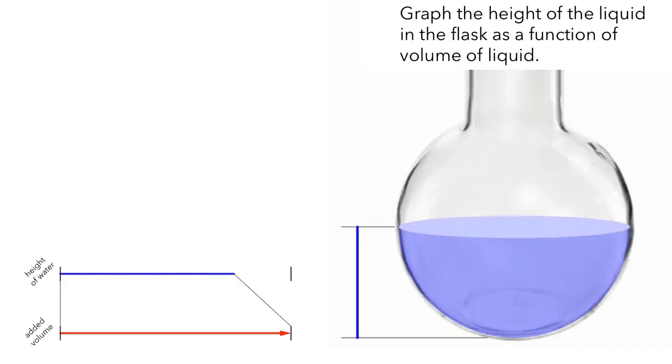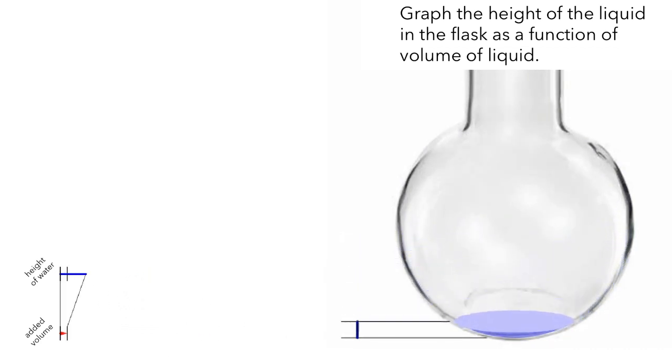Let's rewind the animation. Now I'll show the flask filling up again. As the animation plays, think about how the volume of the liquid, the length of the red arrow, and the height of the liquid, the length of the blue line segment, are changing with respect to each other.